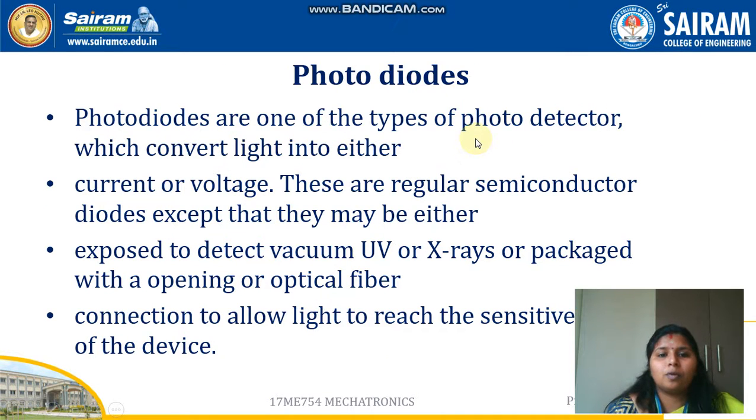The next one is about photodiodes. A photodiode is a type of light sensor which converts light into either current or voltage. These are regular semiconductor diodes, except that they may be either exposed to detect vacuum UV or X-ray, or packaged with an opening or an optical fiber connection to allow light to reach the sensitive part of the device.